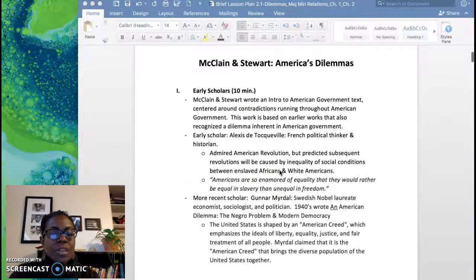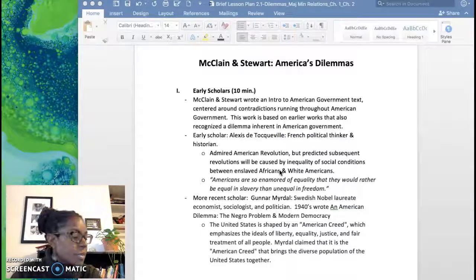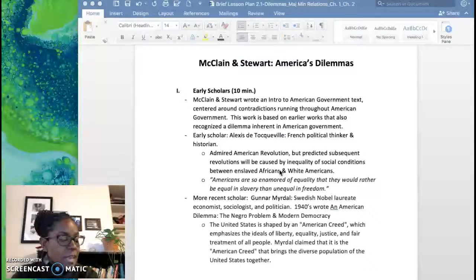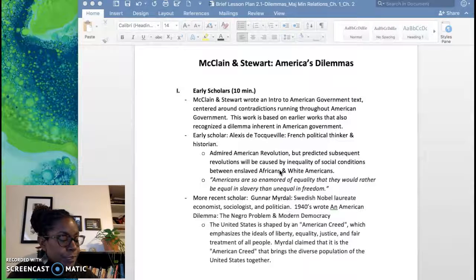So first, when we're thinking about America's Dilemmas, I just wanted to give you some background so that you understand that there were some early scholars that McLean and Stewart were basing their work on. They're not the first who have talked about the dilemmas that are running through American government. There's an early scholar named Alexis de Tocqueville, who you should know about if you're going to be taking any other political science classes. He was a French political thinker.